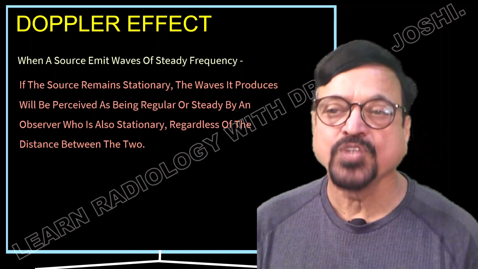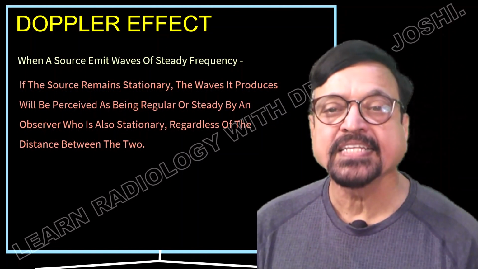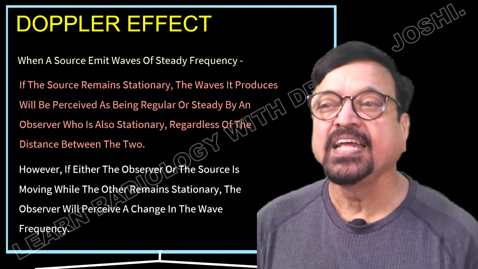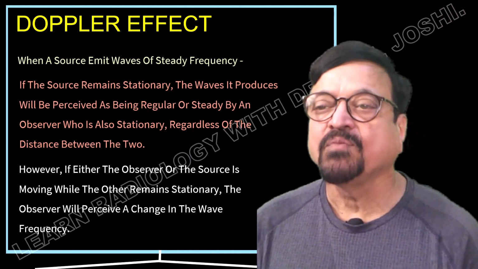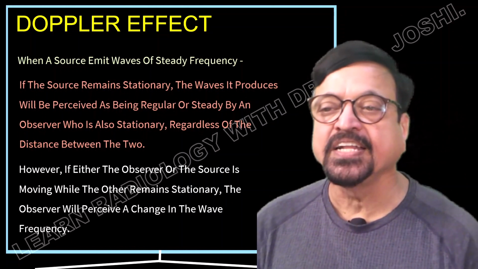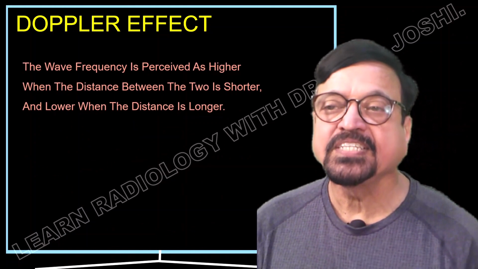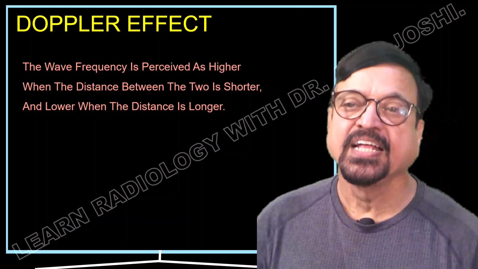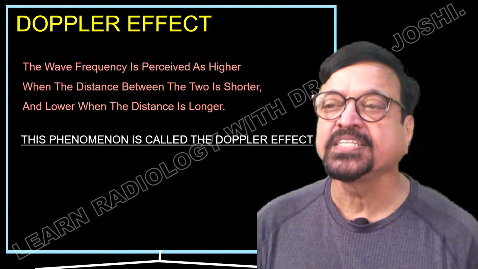They are perceived as steady by an observer who is also stationary, regardless of the distance between the two. Whether the distance is more or less is not important, but if the distance is changing, whether closer or longer, it is important. However, if either the observer or the source is moving while the other remains stationary, the observer will receive a change in the wave frequency, the sound will be different. The wave frequency is perceived as higher when the distance between the two is shorter and lower when the distance is longer. This phenomenon is called the Doppler effect.